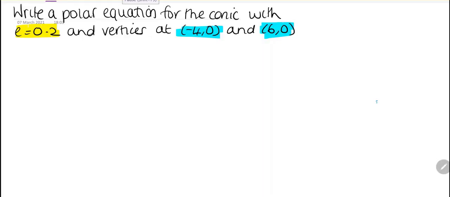Okay, so a question for you to try. Write the polar equation for the conic with eccentricity of 0.2 and the vertices at (-4, 0) and (6, 0). So pause the video, answer the question, and when you're ready for the answer, press play.